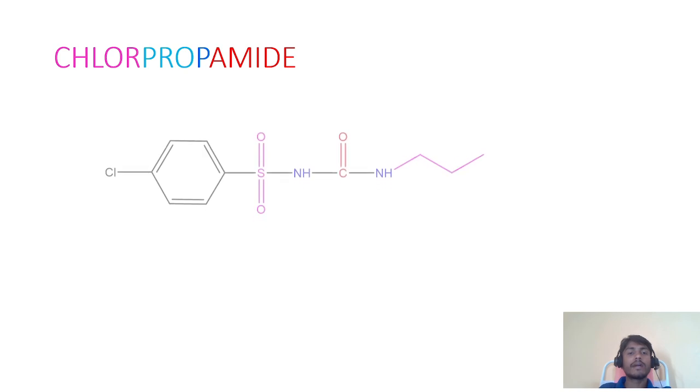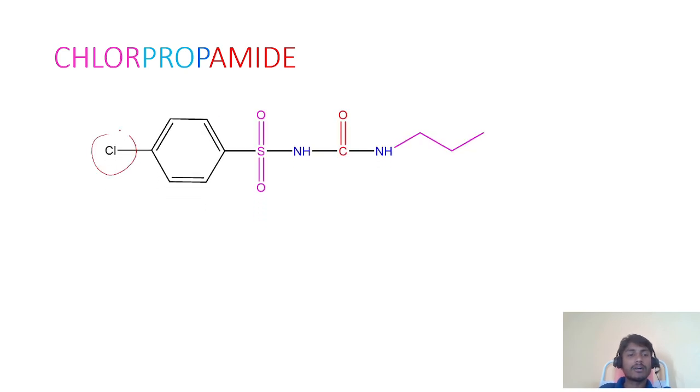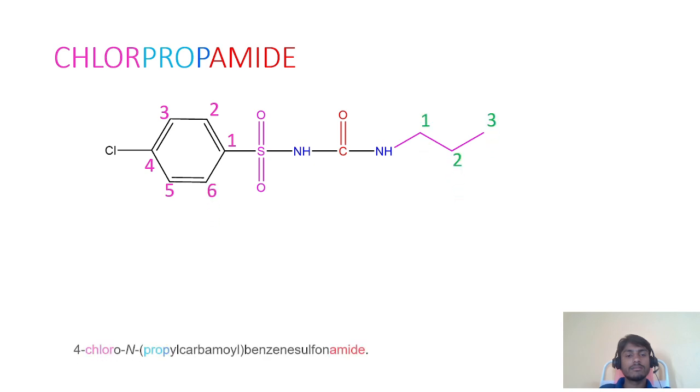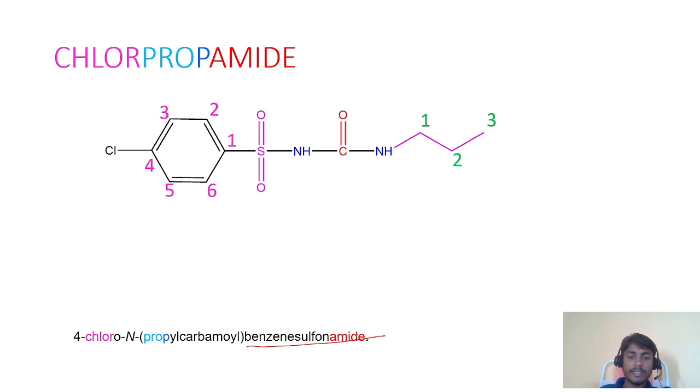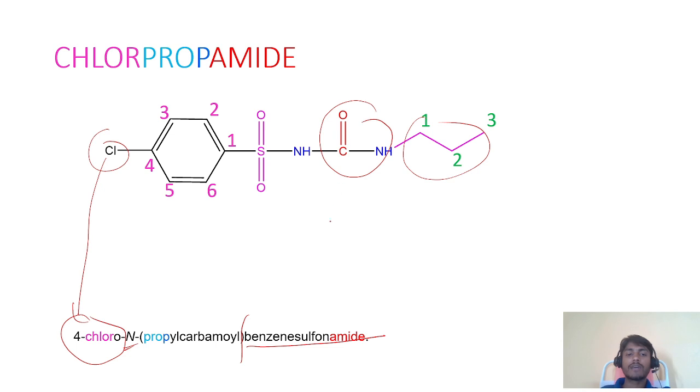Next, chlorpropamide drug. So chlorpropamide contains chlorine, a propyl group, and sulfonamide. See, the same functional groups are there, sulfonamide and amide. So numbering is with sulfonamide only. Benzene sulfonamide is there. Next, 4 position it is containing a chlorine group. On N what is there? Propyl carbonyl. See, the propyl group with this amide group we can call a carbamoyl. Carbonyl plus amine, this nitrogen. Hence we can call it a carbamoyl group.